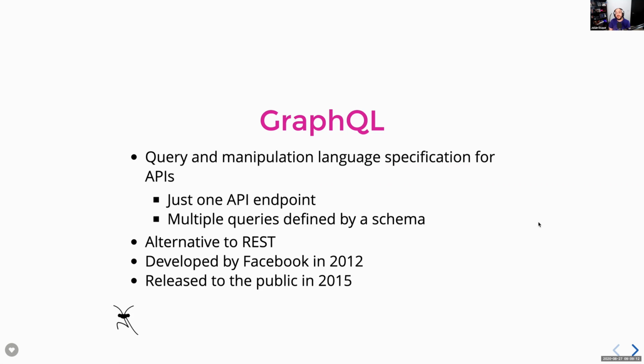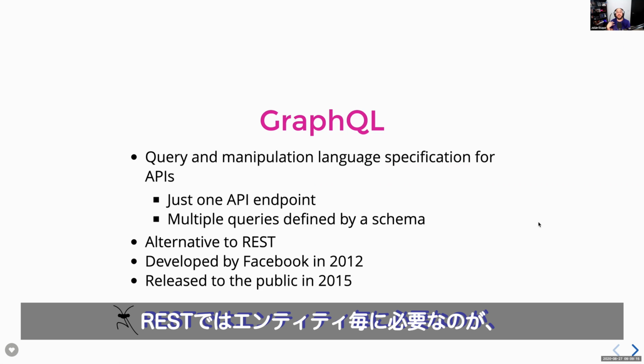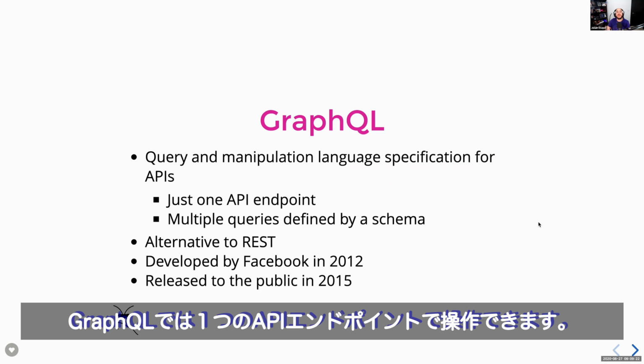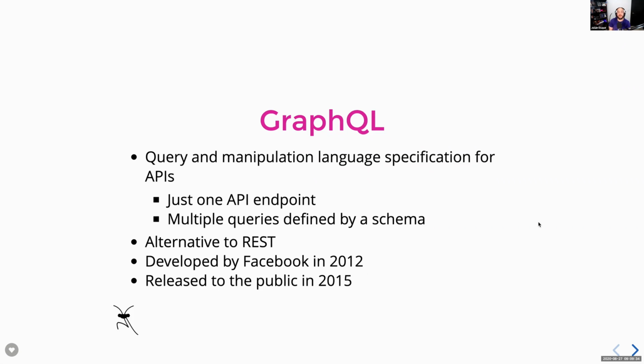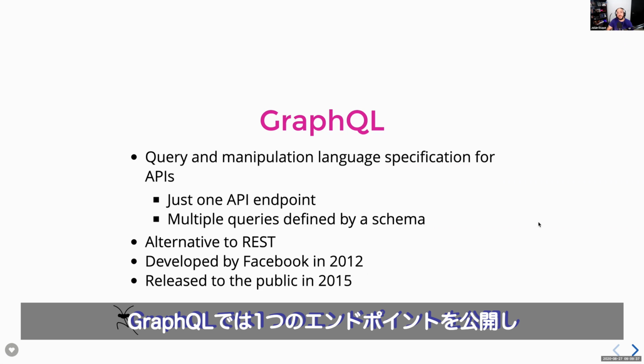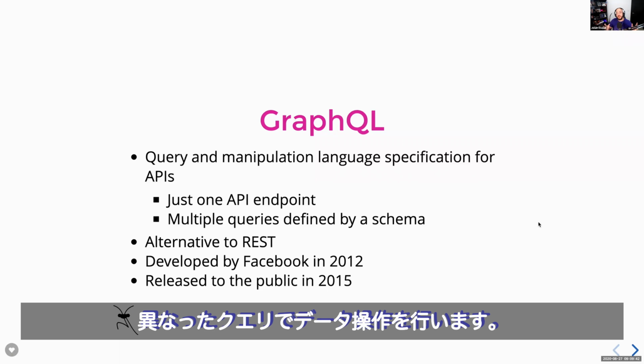With GraphQL, you are just exposing one API endpoint, instead of the REST approach where you are going to expose an endpoint per any specific entity in your application. Let's say for your users, for your projects, for the types of entities you are working with in your project. So GraphQL only exposes one endpoint, and through that endpoint, you are going to get different queries that are going to interact with the data.